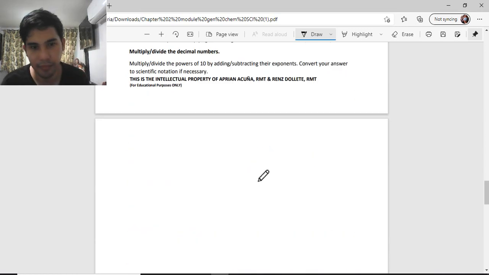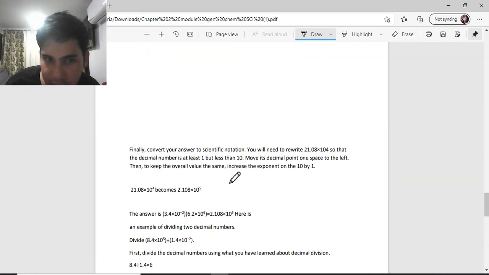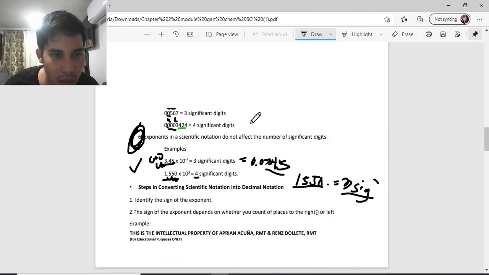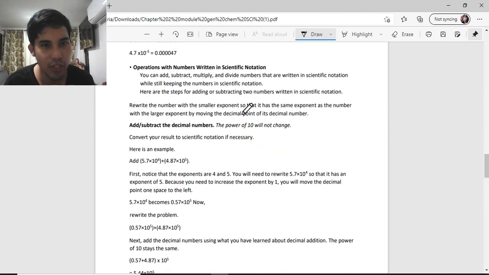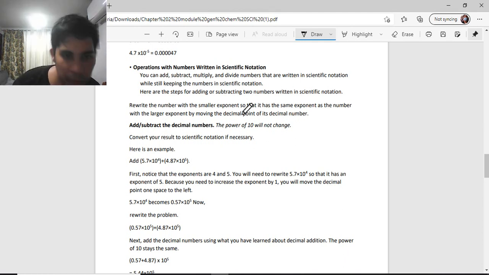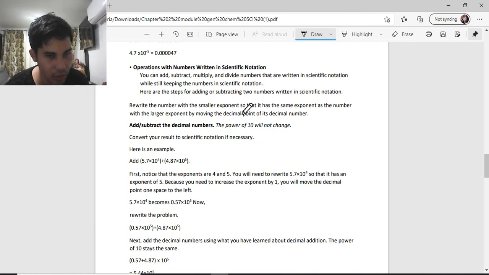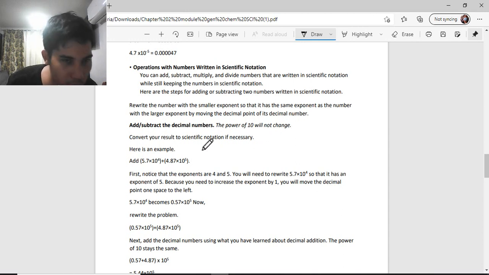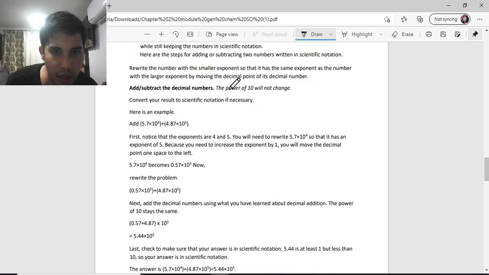Next is very simple, the last hurrah. Operations with numbers written in scientific notation. This is the process of adding, subtracting, multiplying, or dividing. Very simple, class. The rule for subtraction or addition in scientific notation is that the power of 10 will not change. Convert your result to scientific notation if necessary. Here's an example.